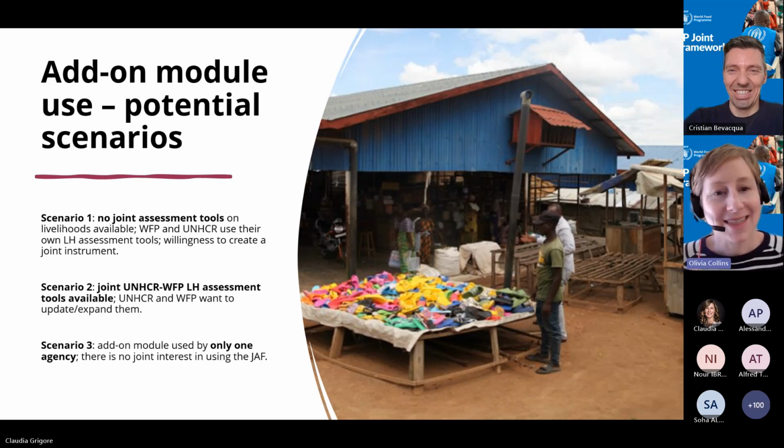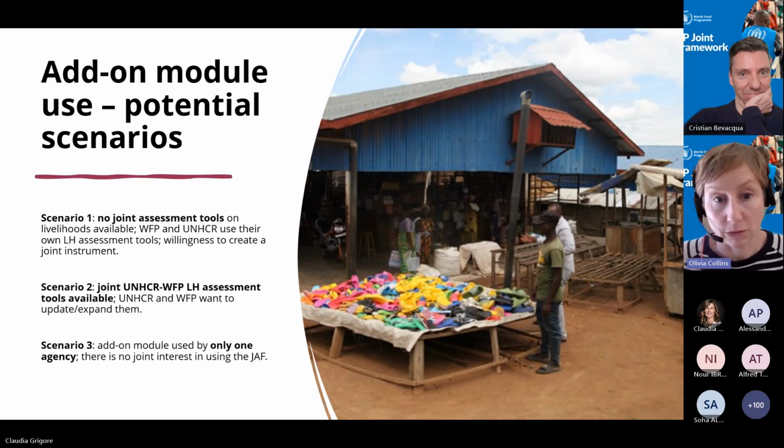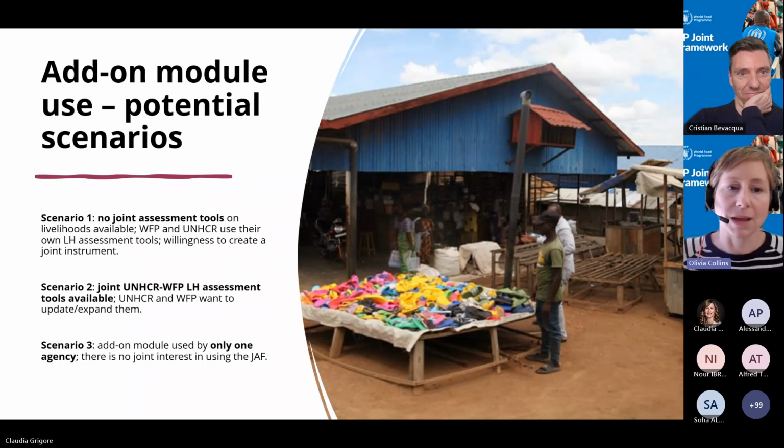So either there are no existing joint assessment tools for livelihoods, so the JAF could be useful because it's a very comprehensive tool for both agencies, or the agencies are not working together on livelihoods, working independently. Actually, that's the top response. And then for about a third, there are some existing joint tools and agencies want to update them, and about 10% say none of the above. Interesting. Back to you, Christian.